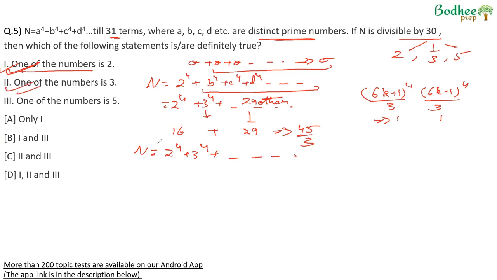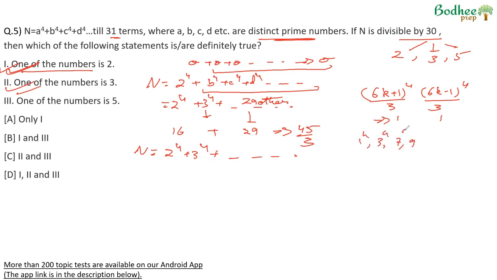Third, one of the numbers is 5. Now, if we look at any prime number, apart from the one ending in 2 and 5, 2 becomes even. Apart from 5, there will be no other prime number ending in 5. So if one of the numbers is not 5, all the prime numbers will end in 1, 3, 7, or 9.